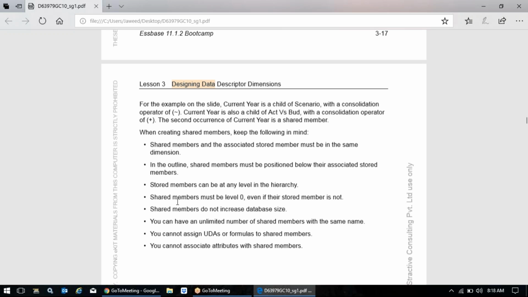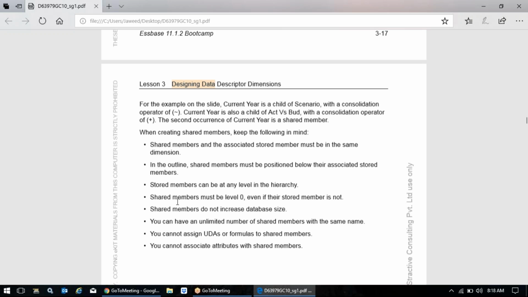You can have an unlimited number. There is no limit. Unlimited number of shared members with the same name. Okay, now this is interesting. On the shared members, you cannot assign the UDAs, or you cannot write the formulae. This is very important.